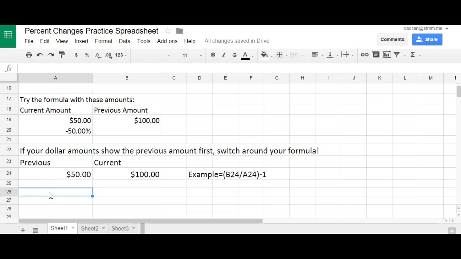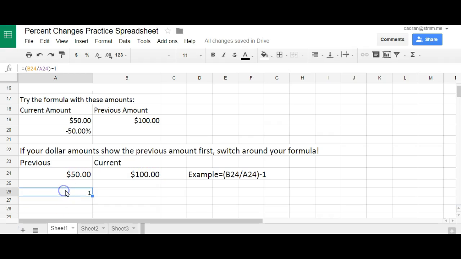If your dollar amounts show the previous amount first, so here we have previous and then current, just switch around your formula. So I'll start with my equal sign, but now I'm going to start with the current amount first after I put my parentheses. Okay, so always start with the current amount wherever it happens to be on your spreadsheet. Divided by A24 parentheses -1.